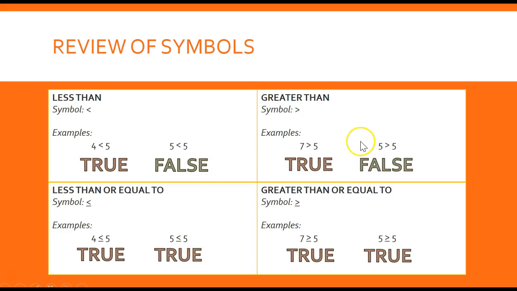And you'll see something similar with our greater than symbol. 5 is greater than 5 is false because 5 is equal to 5. But when we are looking at the symbol greater than or equal to, 5 is greater than or equal to 5, and that would be a true statement. So something to keep in mind as we start to look to graph.